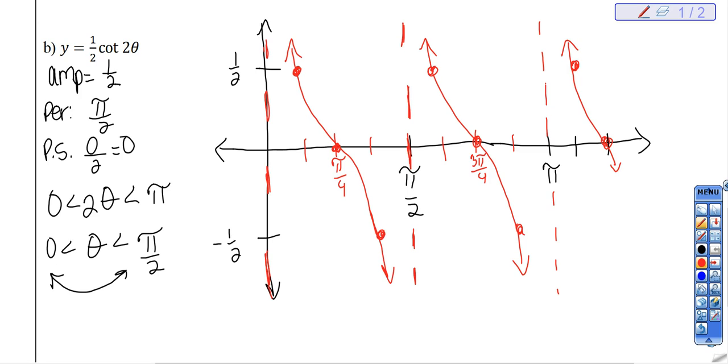Okay, so you should have found an amplitude of half, a period of pi divided by 2, a phase shift of 0, and then a switch with the horizontal compression of 0 to 2 theta to pi, compressed to 0 to theta to pi over 2. So I'm using 0 and pi over 2 as my asymptotes. And then between them, I'm going to do my 3 critical points. So I cut it in half and then cut it in half again into 4 equal sections.